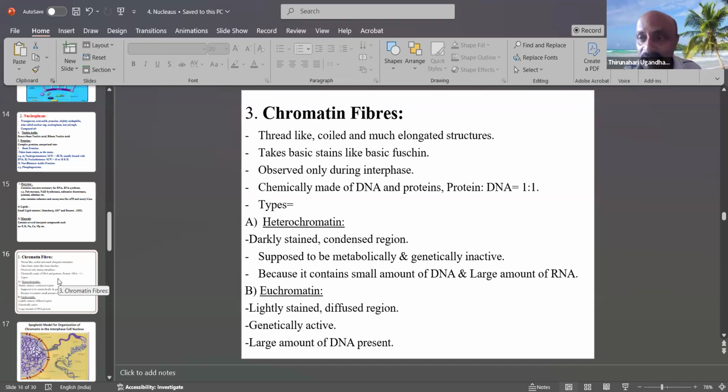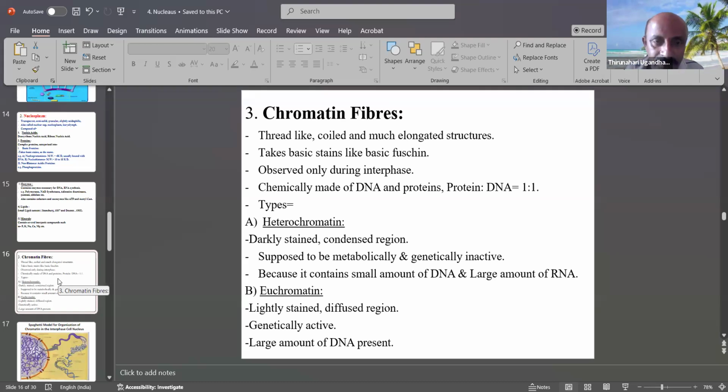The chromatin fibers are thread-like, coiled and much elongated structures. During the cell division process, it takes a basic stain. These features are observed only during interphase. Interphase means between two cell divisions: prophase, metaphase, anaphase, telophase. Interphase consists of G1, G2 and synthesis, that is growth 1, growth 2, and synthesis. Interphase is between two different cell divisions.